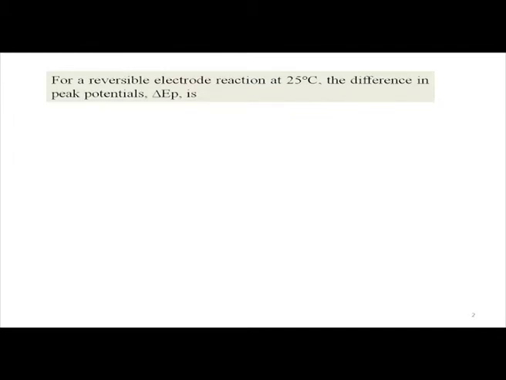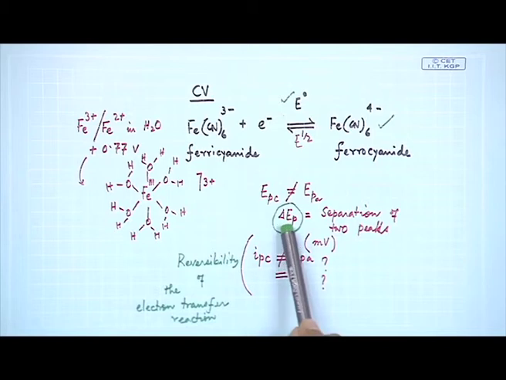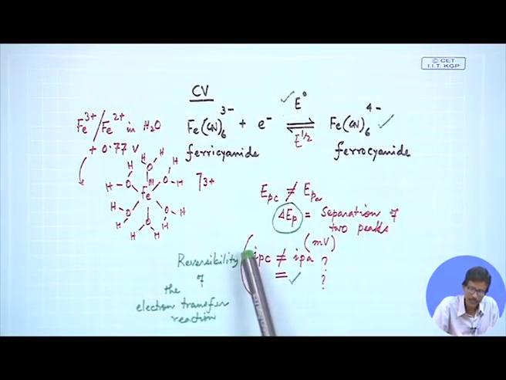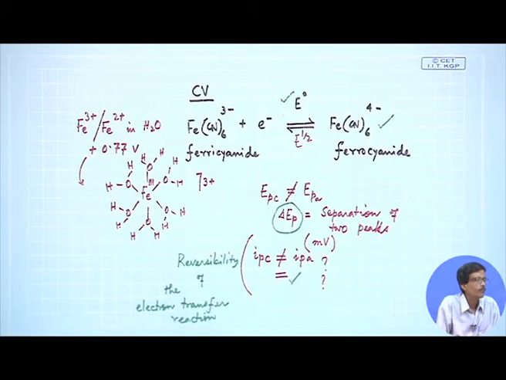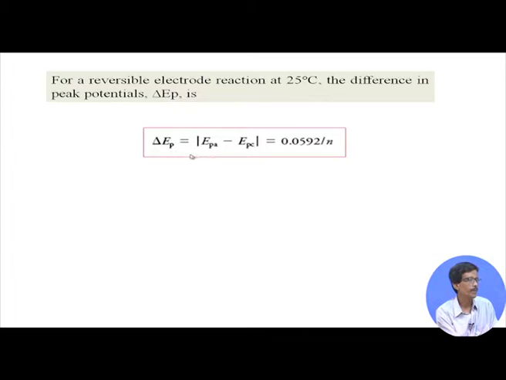So, a reversible electron reaction is a typical definition at 25 degrees centigrade. The difference in peak potentials that we just saw is your delta EP. So, delta EP is the difference in peak potential or the separation of the two peaks that I have shown in that particular plot. This delta EP will therefore be this separation, that means either EPC minus EPA or EPA minus EPC, taken as a modulus depending upon in which direction you go for the scan.